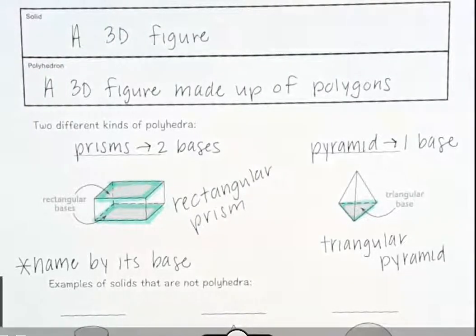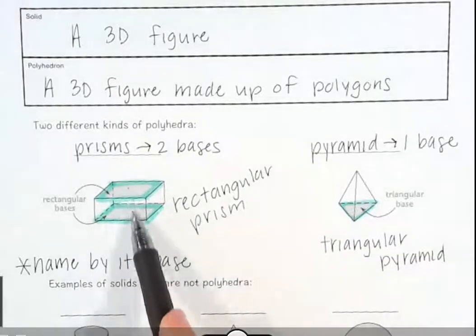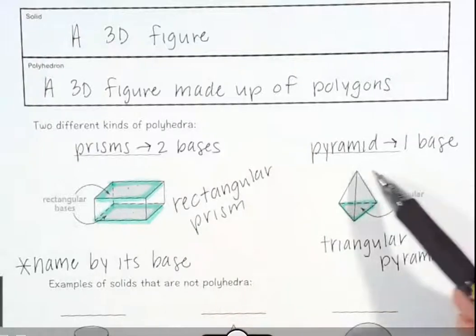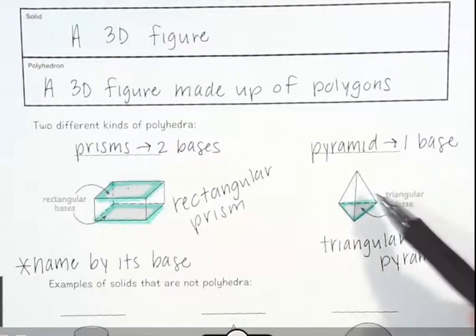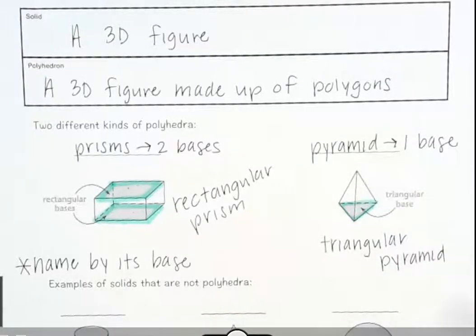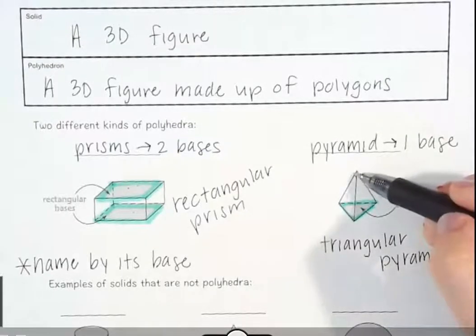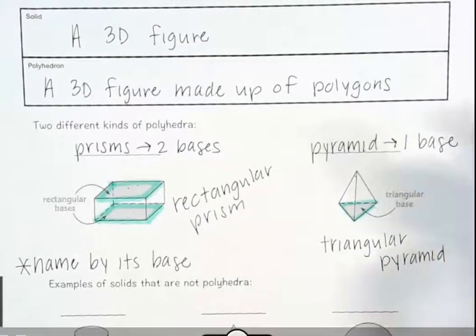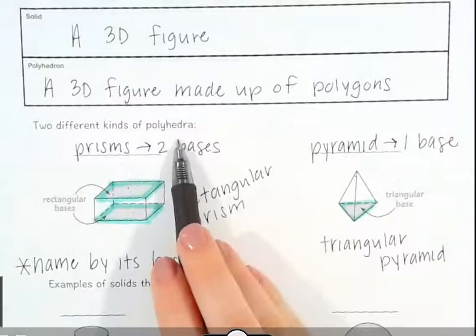Perfect. So prisms have a top and a bottom that are exactly the same, and they're flat, whereas a pyramid has one part that comes to a point on the top. Again, think like you're walking in Egypt, the pyramids of Egypt. So these are examples of polyhedra.